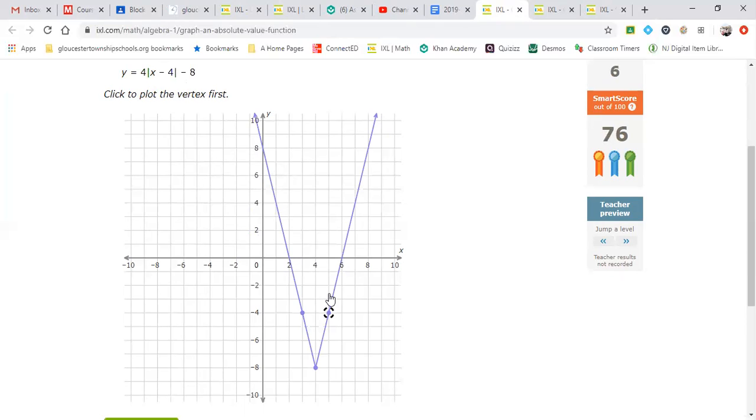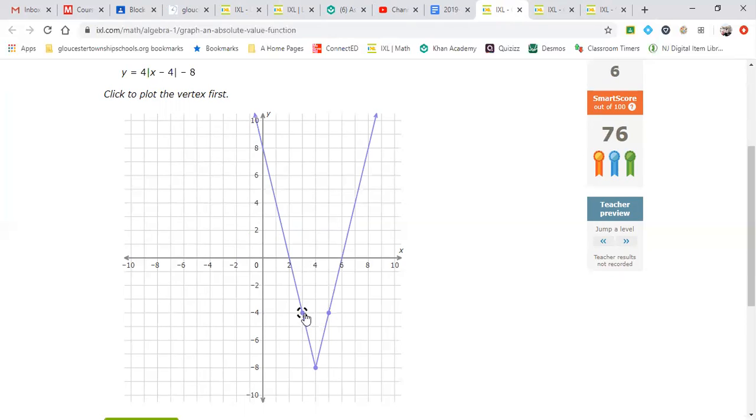At this point, my x input right there is 5. So if I input 5, 5 minus 4, 1. Absolute value of 1, still 1. 1 times 4, 4. And then 4 minus 8 gives me -4. And that's where it is. You could input this number if you want.